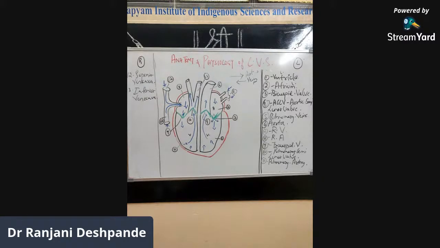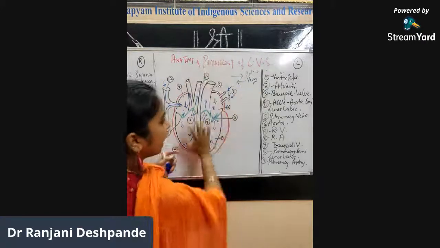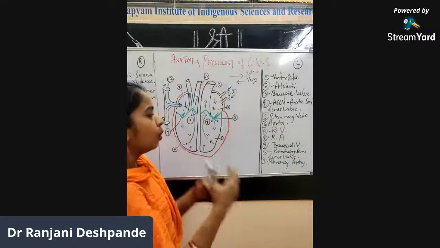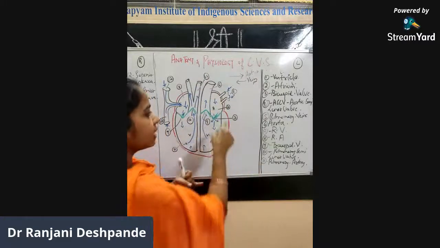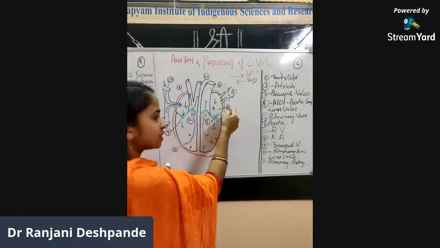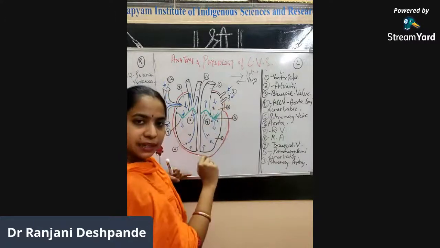Now next, moving further. By this, what do we get to know? We get to know the blood flow through the heart. For the blood flow to happen in the heart in this particular way, what is important? One is the contraction, for which the musculature is important. That we will see later.